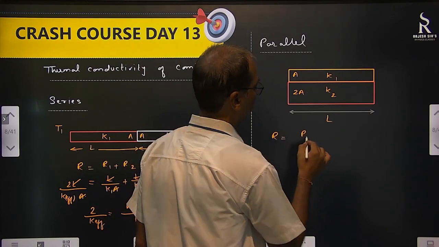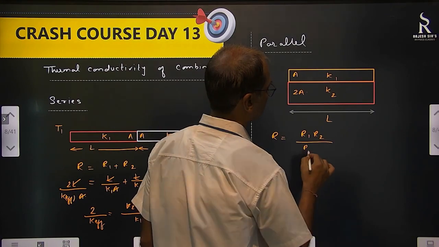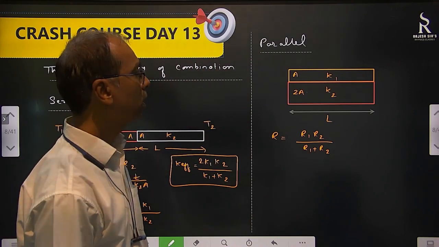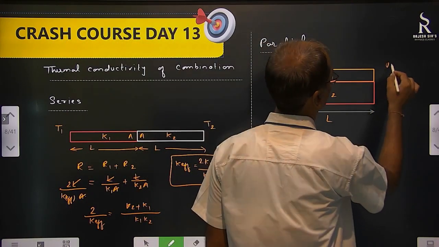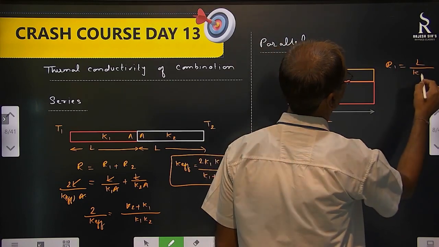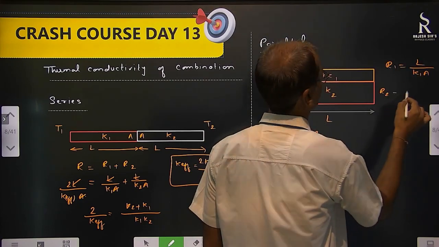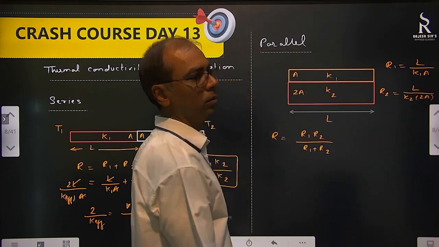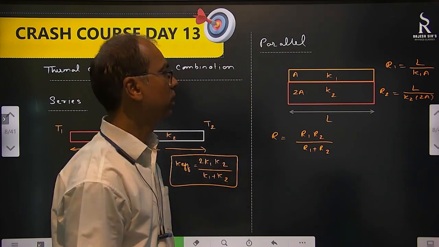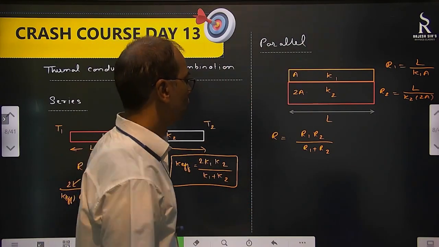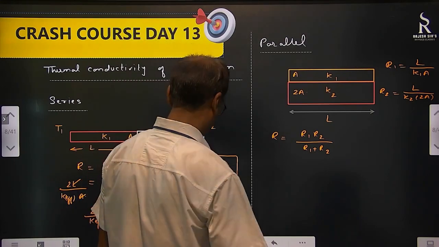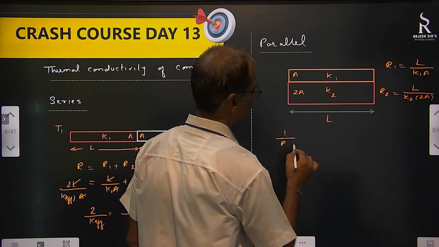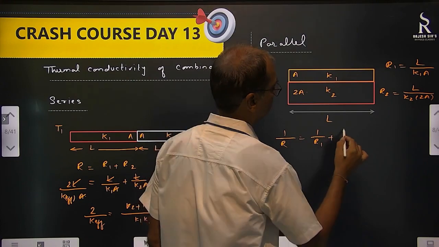Resistance we say is R1 R2 by R1 plus R2, or you can write 1 by R equal to 1 by R1 plus 1 by R2. That's your wish. Okay, what is R1? R1 is L by K1A and R2 is L by K2 into 2A. We have made the area same, but we can also do it otherwise. So 1 by R equal to 1 by R1 plus 1 by R2.